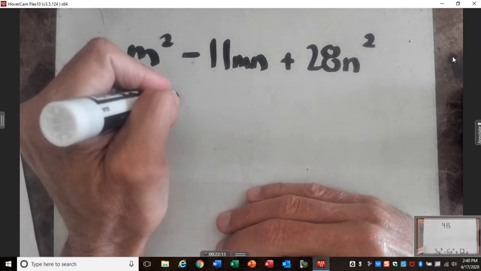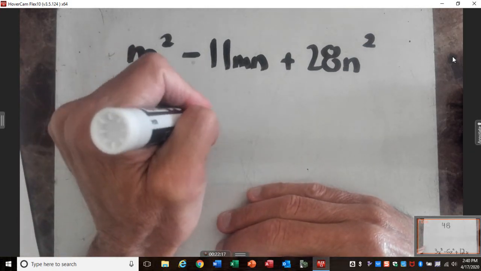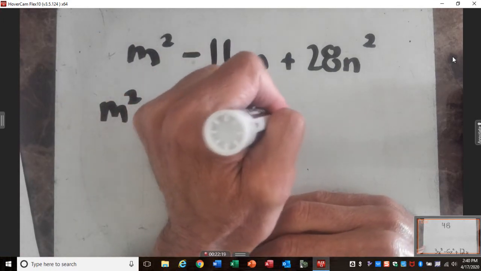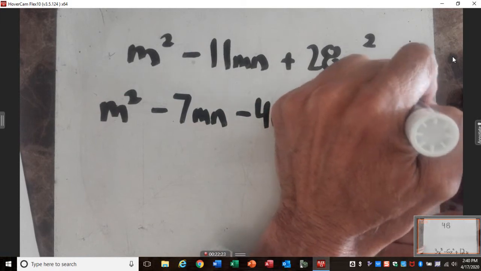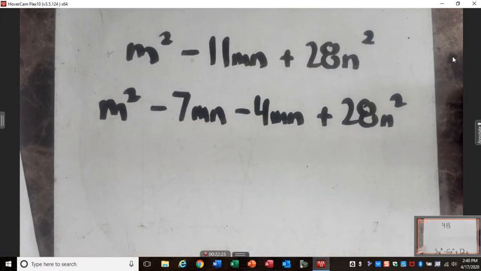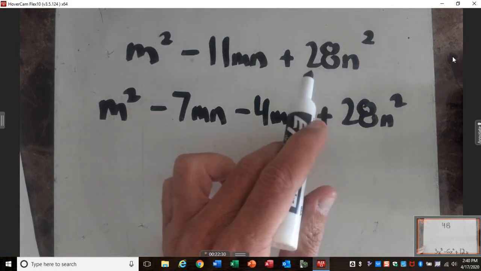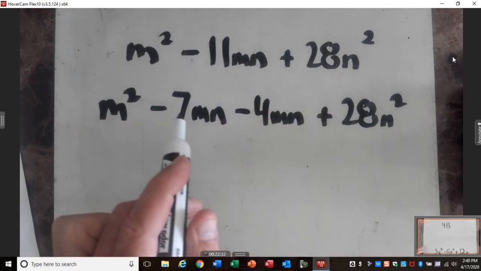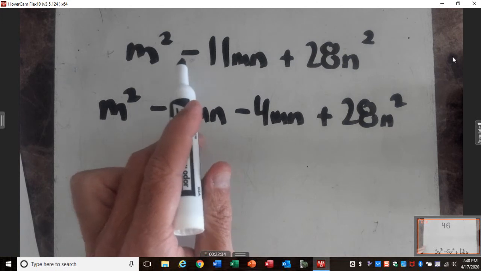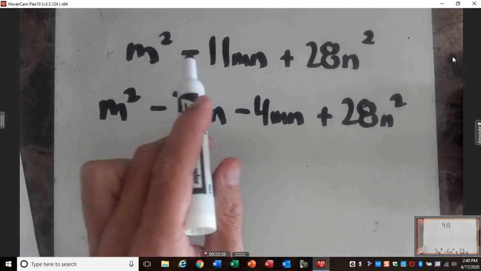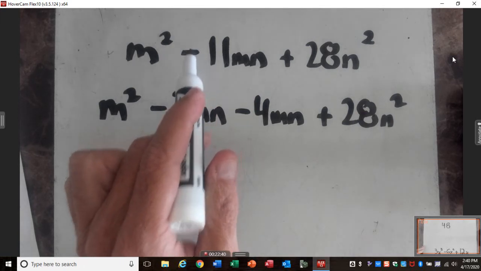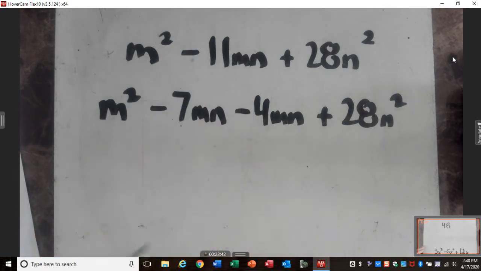So we're going to go m squared minus 7mn minus 4mn, and then we'll rewrite the last term just like we see it. I hope you're seeing this now. Here's the idea. Factors of 28 that add up to 11 are going to be 7 and 4. But because this is a minus 11, we want a negative 7 and a negative 4. Just look at the sign of that middle term. If this was a plus, then these would be 2 plus signs.